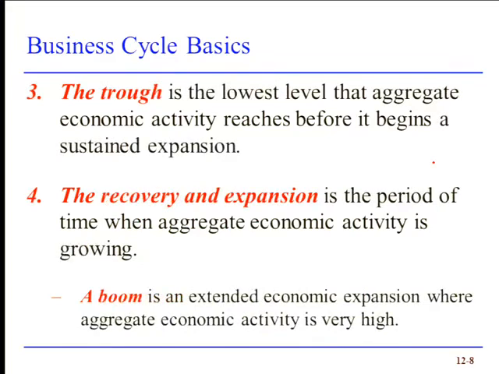Now, the third feature of a business cycle or business fluctuation is something known as the trough. This is the bottom point that economic activity falls to, right? The very bottom, before the economy starts to expand again.